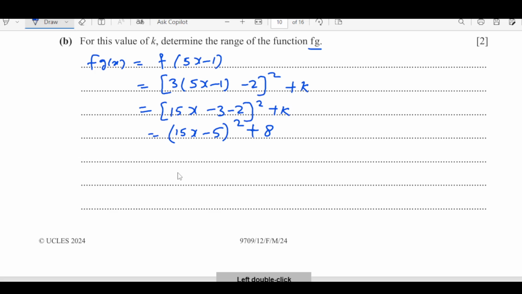Now again, this squared term is always greater than or equal to 0. So that means the range of fg is greater than or equal to 8, because we have something plus 8. The minimum value of the squared term is 0, so this is going to be greater than or equal to 8.